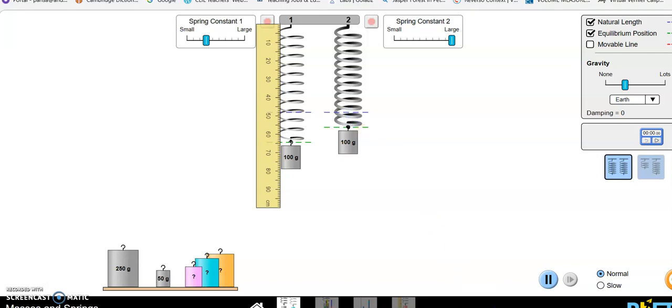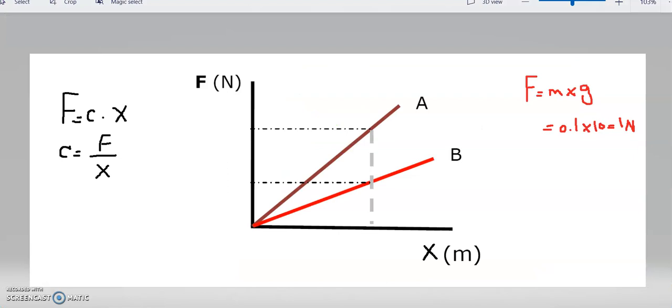Now let's have a look at typical questions that you might have in the test. So the most difficult one is going to be a graph like this without any values, because if we have the values, let's say here we have 10 centimeters, and then here we have 10 newtons, and then 20 newtons, you can work out the spring constant, force divided by extension, and then the larger the spring constant, the stiffer the spring.